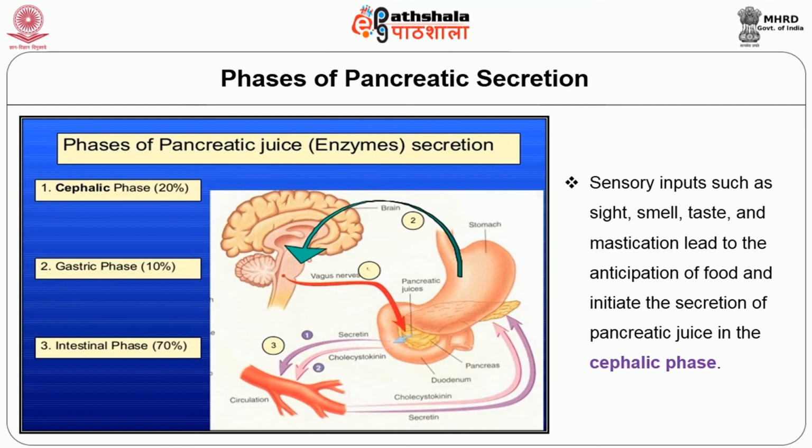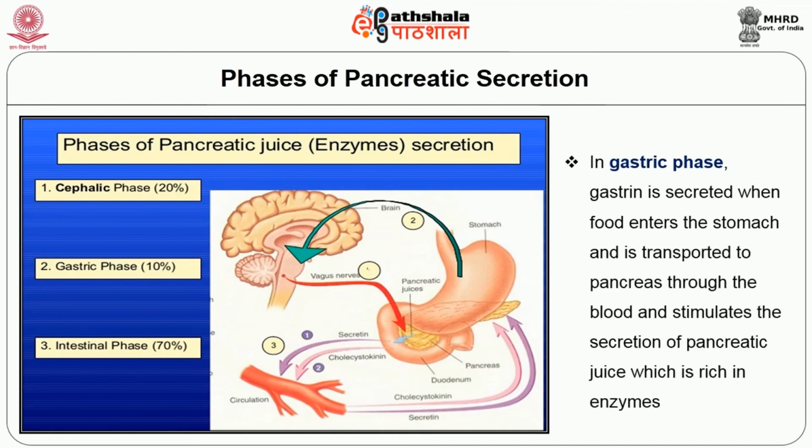When the impulse from the mouth or from the cerebral cortex reaches the vagal efferents, the vagal nerve endings release acetylcholine, which stimulates the pancreatic acinar cells to release the digestive enzymes. Thus, the cephalic phase of pancreatic secretion is under nervous control. In the gastric phase, gastrin is secreted when food enters the stomach and is transported to the pancreas through the blood and stimulates the secretion of pancreatic juice, which is rich in enzymes.